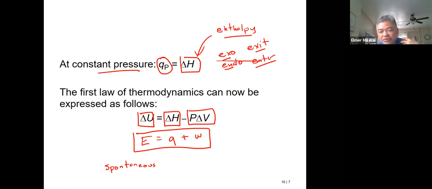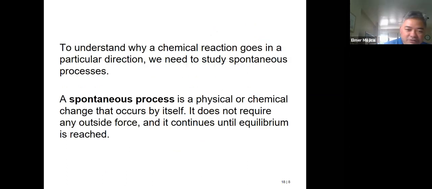Before we go to answer that question, we have to recall, what is this spontaneous process? Because they want to understand why a chemical reaction goes in a particular direction. A spontaneous process is a physical or a chemical change that occurs by itself. It does not require an outside force, and it continues until equilibrium is reached.